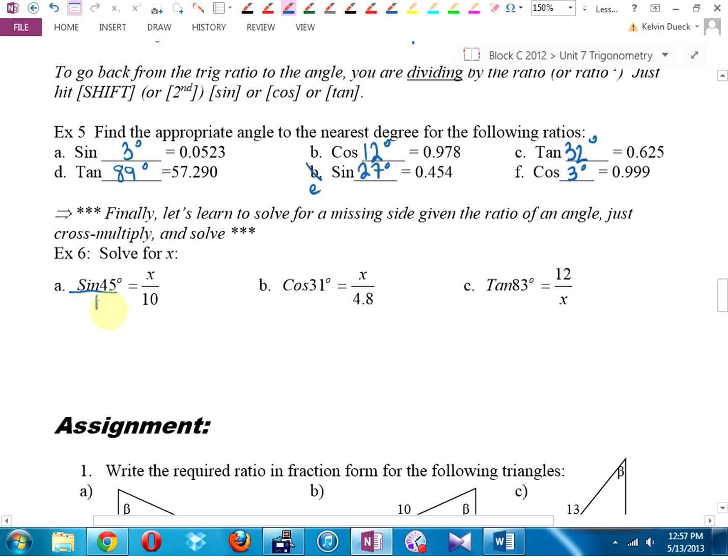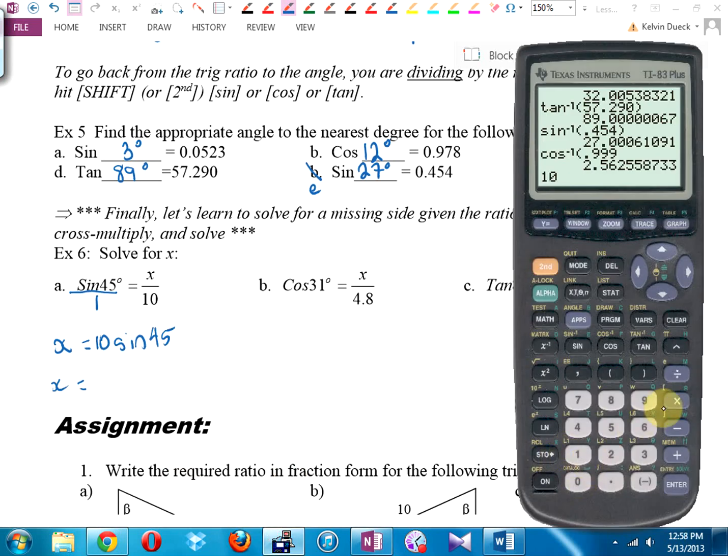You can cross multiply. You'll get x times 1, which is just plain old x, equals 10 times the sine of 45. Now, how would you type that in on your calculator? 10 times the sine of 45. Which is what? 7.07?